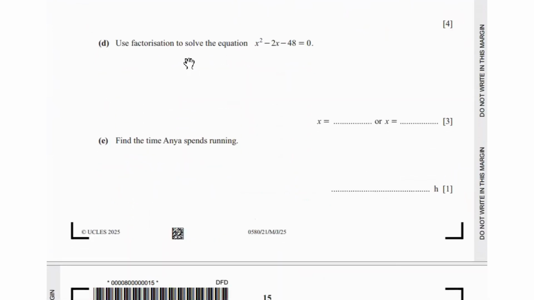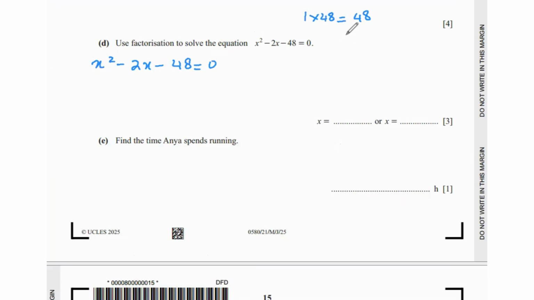Now use factorization to solve the equation x squared minus 2x minus 48 equals 0. You can use splitting the middle term or the quadratic formula, whichever is easy for you to understand. I'm going to use splitting the middle term. So x squared minus 2x minus 48 equals 0. We multiply the coefficient of x squared with the constant. So that's 1 times 48, which is 48.